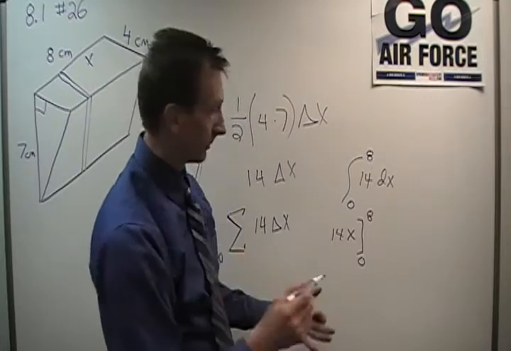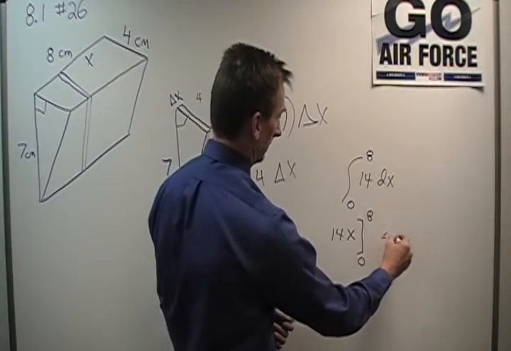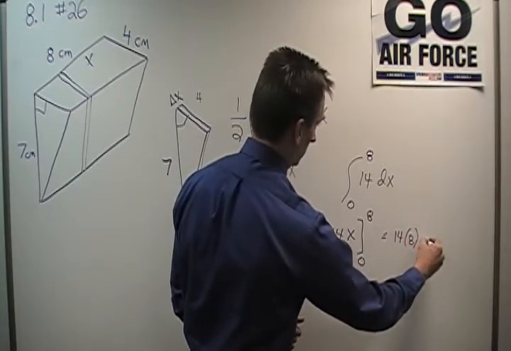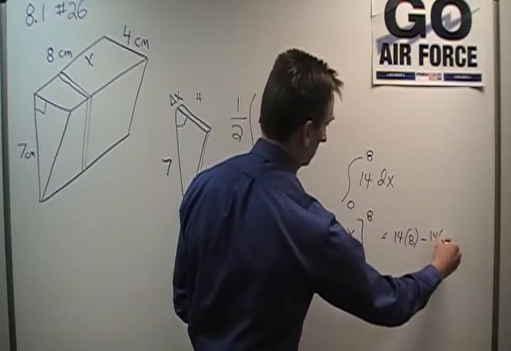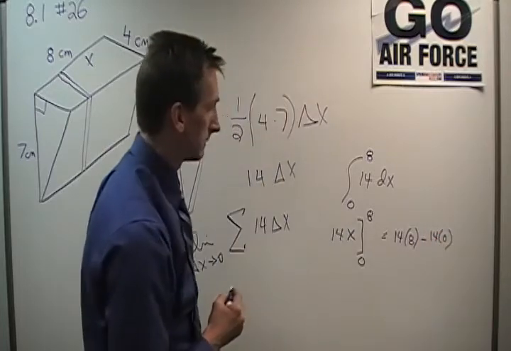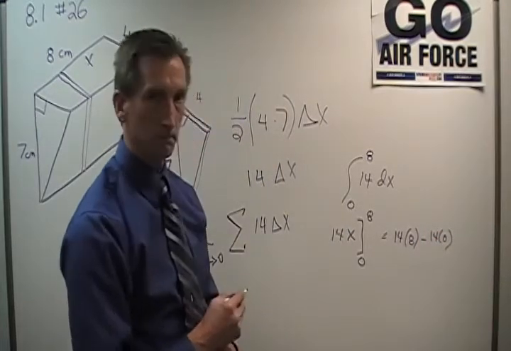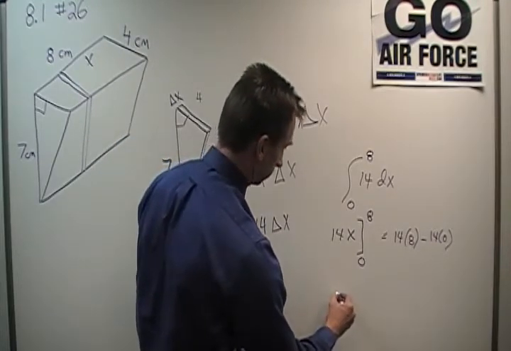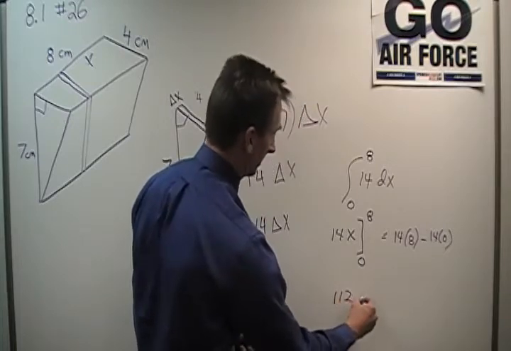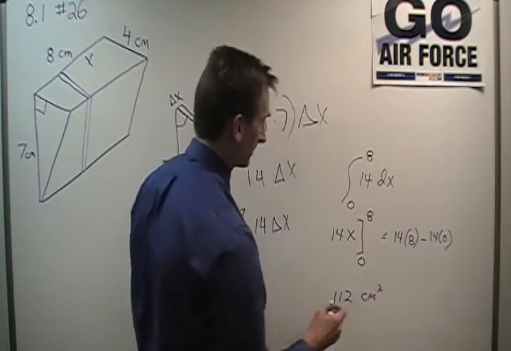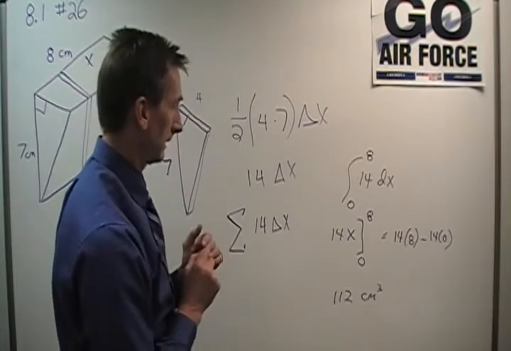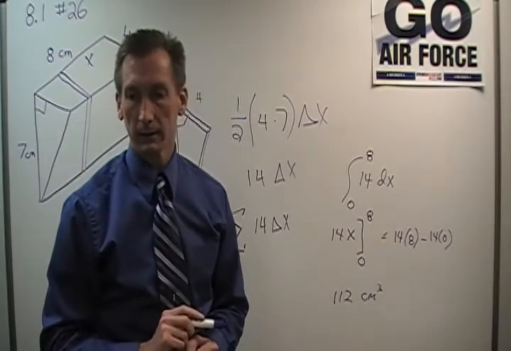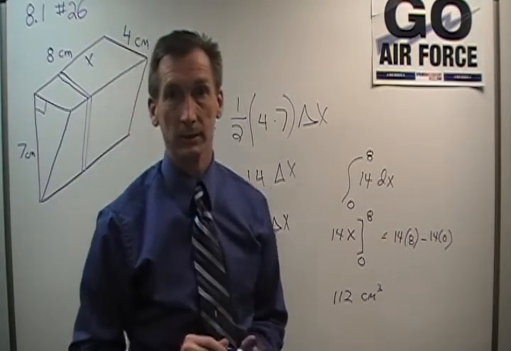We all know the fundamental theorem of calculus, and we can apply it here. So I have 14 times 8 minus 14 times 0. That will give us our volume, which is 112 cubic centimeters. Gosh, that was fun, but there's more. Let's chop this thing up in a different way, shall we?